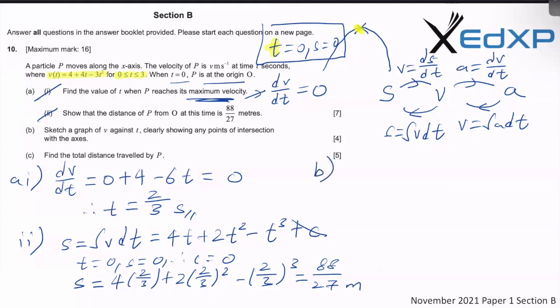Part B, we want to sketch the v-t graph. We already have an idea of what it looks like. So this is a negative parabola, so it's a sad face, okay, a quadratic equation. When t is 0, we want to find velocity, and when t is 0, velocity is 4. So we have our first point over here, the y-intercept. When t is 0, v is 4. Okay, and we also have a maximum. We know at 2/3 seconds, we have a maximum velocity over here. So the graph must go up and come down. Okay, we want to find this point here.